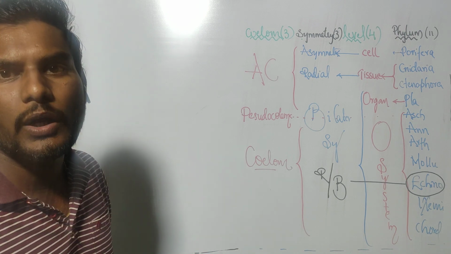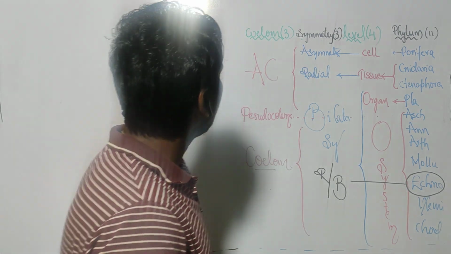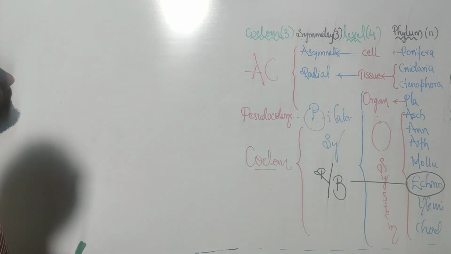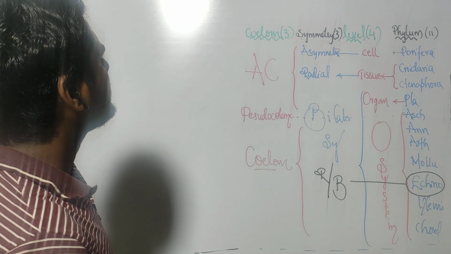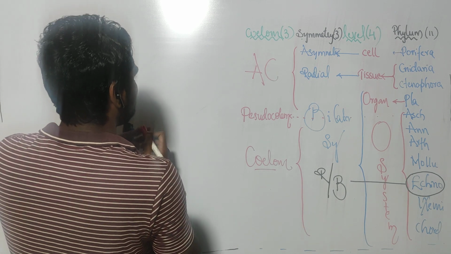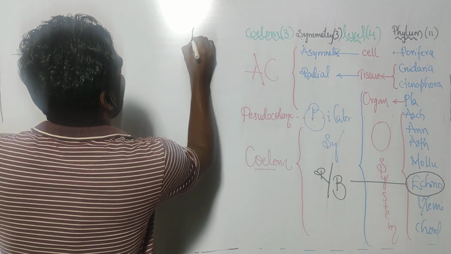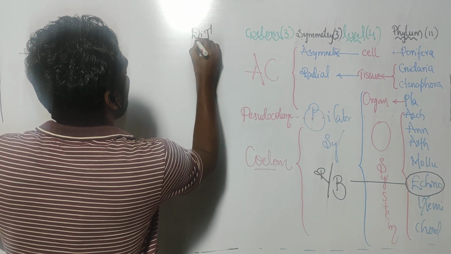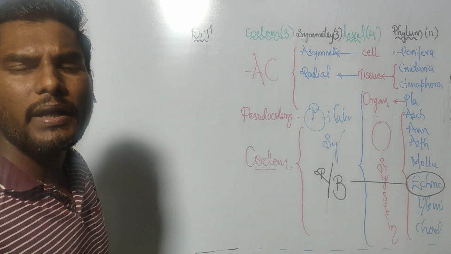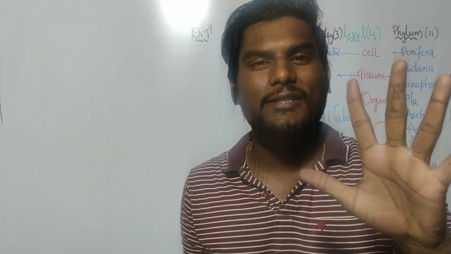Next, after coelom, what did I say? Development? No. Fertilization? No. Digestive tract. Yes, the next concept is the digestive tract. How many types of digestive tract? Two types: an incomplete digestive tract and a complete digestive tract.